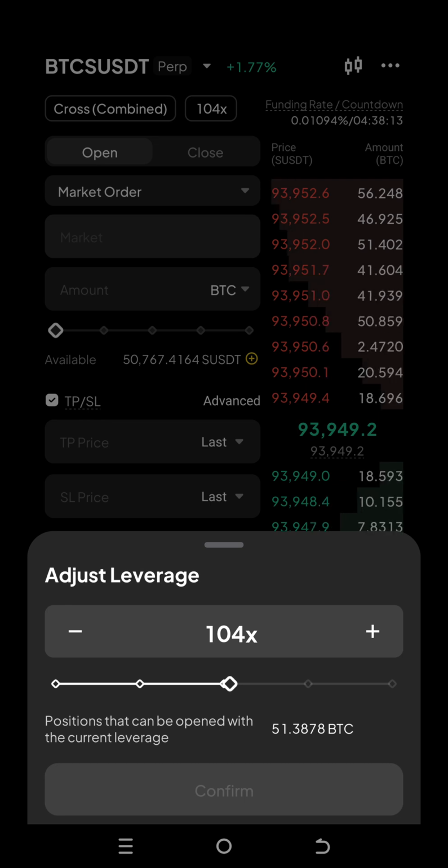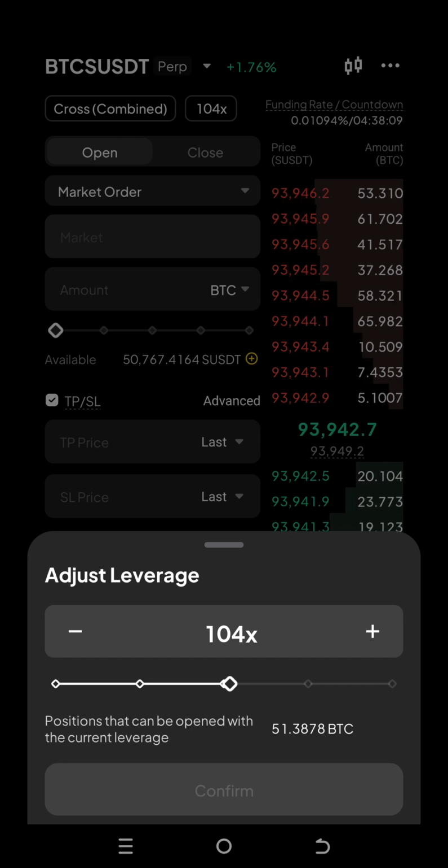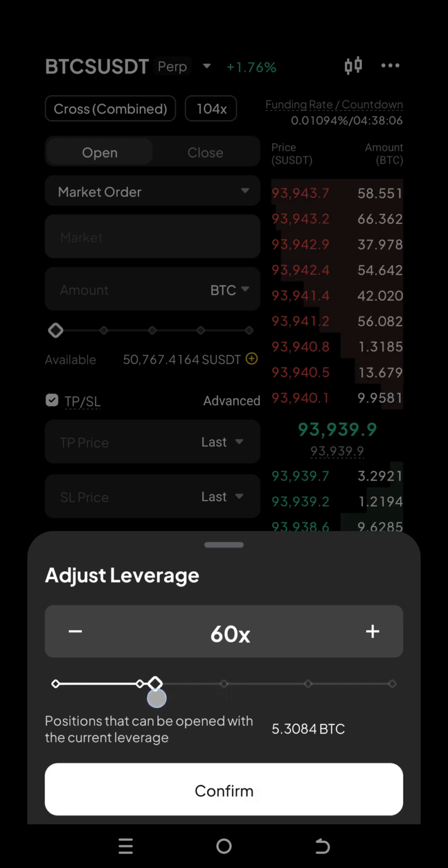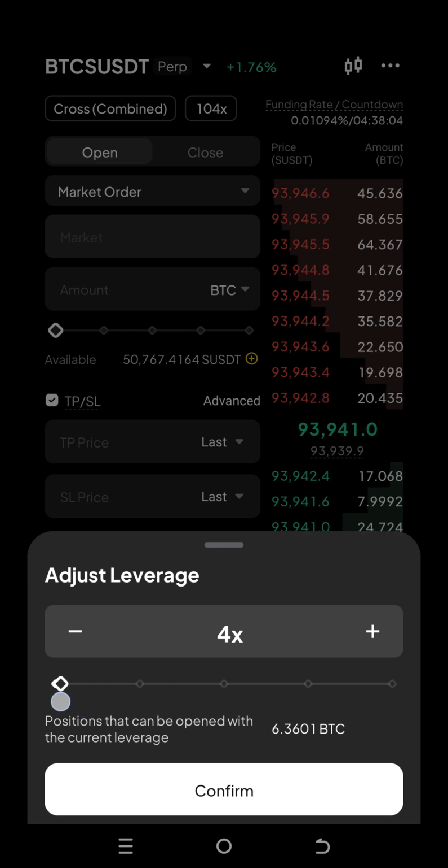If you're going to make this thing, it is leverage. Everything depends on leverage. So now this is leverage. You are seeing it, you can adjust the leverage.